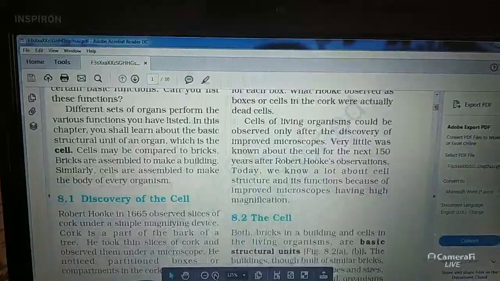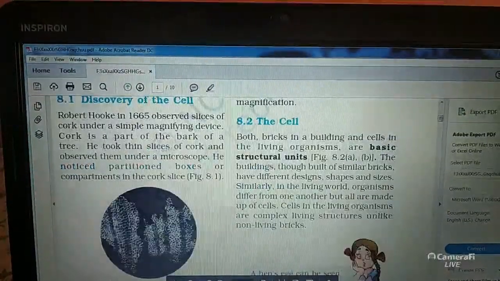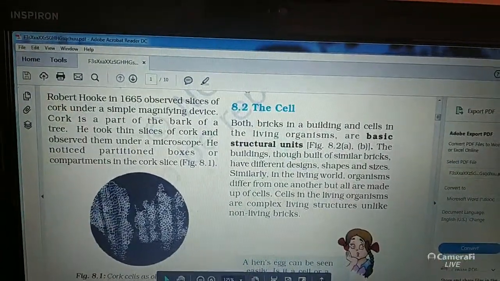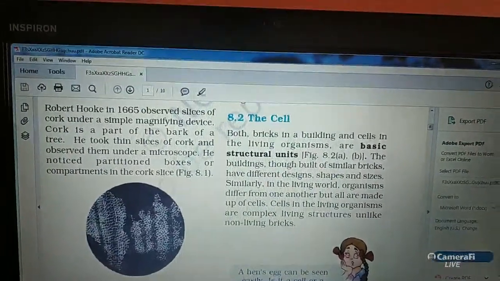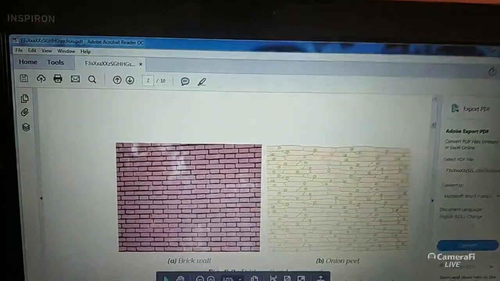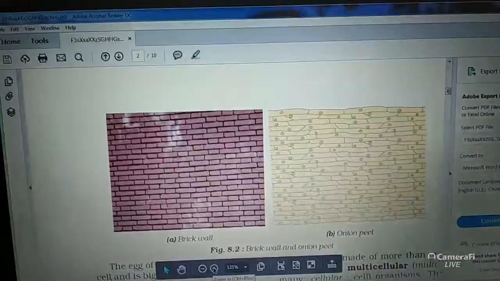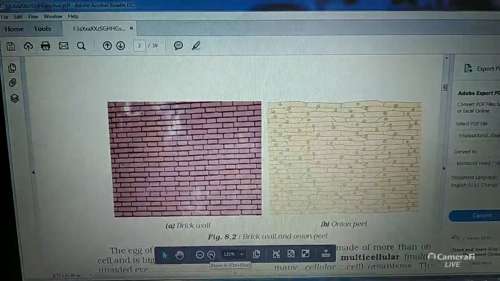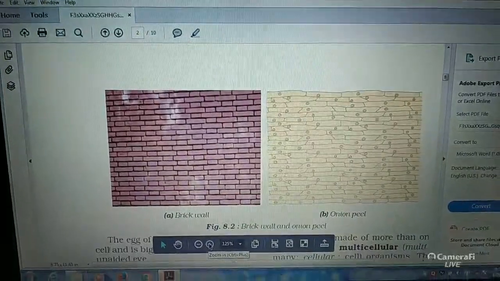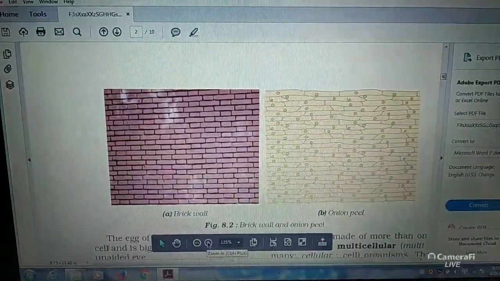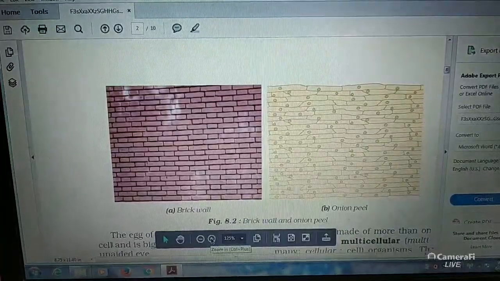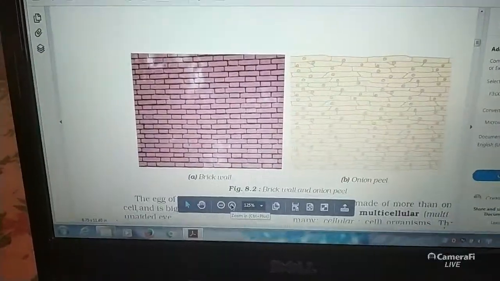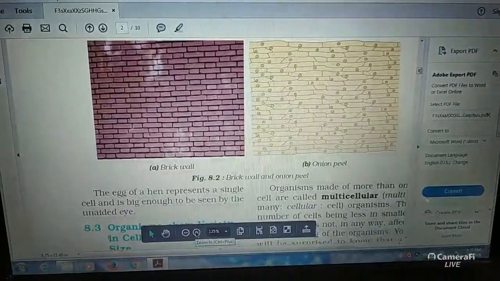Robert Hooke in 1665 observed slices of cork under a simple microscope, that was a dead cell. And now I am going to the cell, the basic structural unit. You can see one cell. Can you give me the answer to the question? What cell can you see by your naked eye or unaided eye? Give one example of a cell that you can see with your unaided eye. Can anyone give the answer?